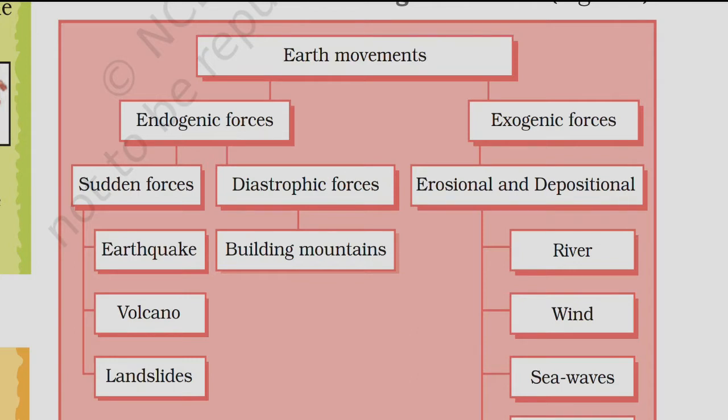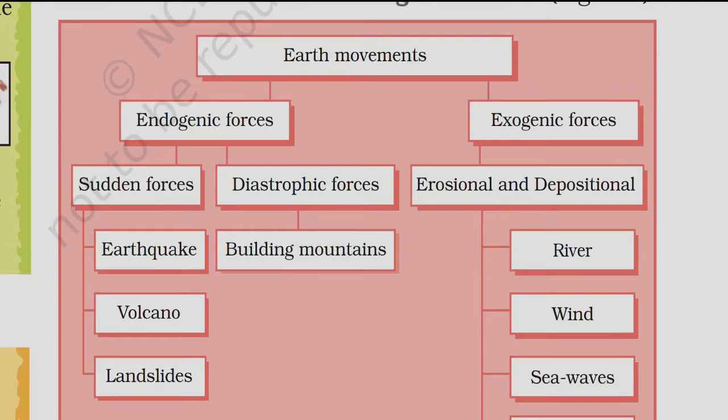Next, what are diastrophic forces? Diastrophism means the process of deformation that produces the continents and ocean basins in the earth's crust. That means diastrophism is a slow process. That is the meaning of diastrophic force. The building of new mountains, new continents and new oceans all requires millions of years. These comprise the diastrophic forces.